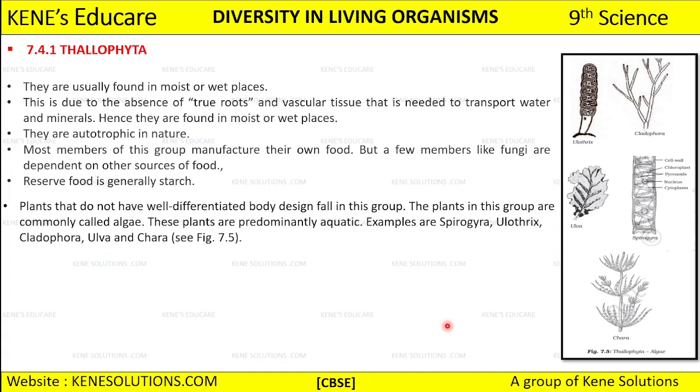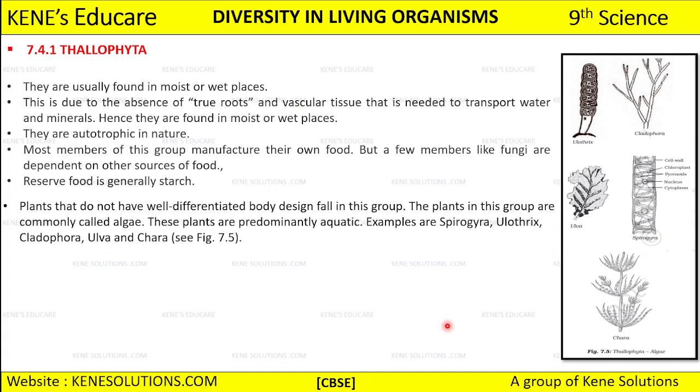If the plants do not have a differentiated body design, they all are going to fall under the group Thallophyta. Suppose the plant does not have root, stem, leaves, flowers and fruits, then those plants are going to come under the division Thallophyta. The plants in this group are commonly called algae as well, and they are predominantly aquatic because they are present in moist or wet places.